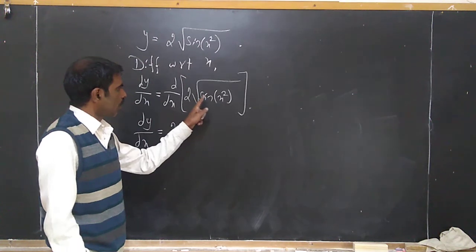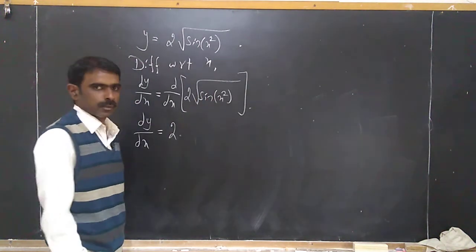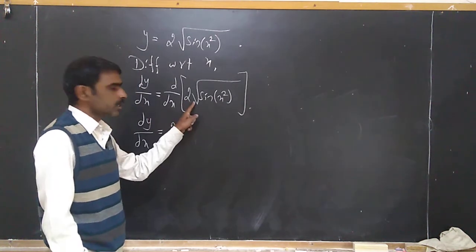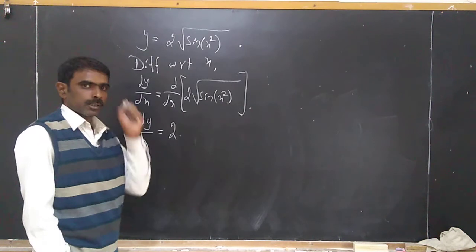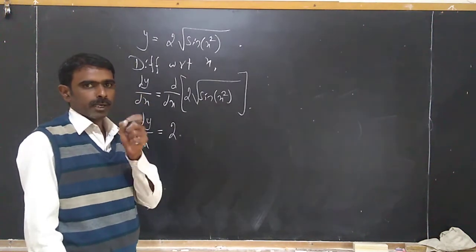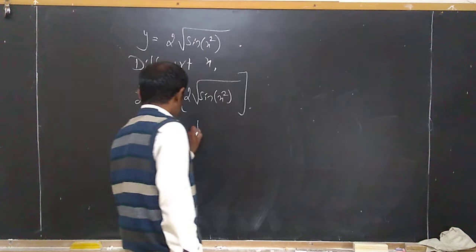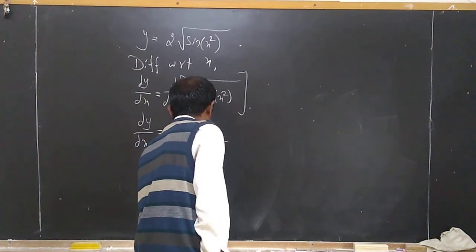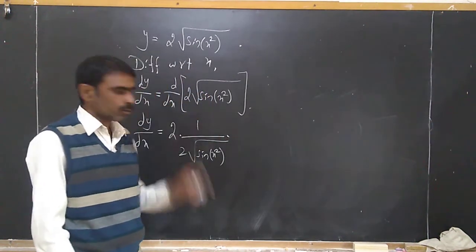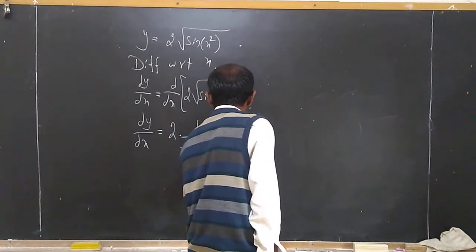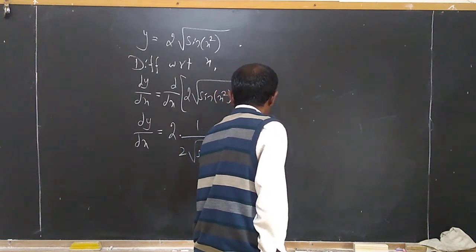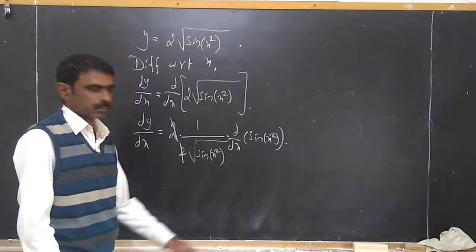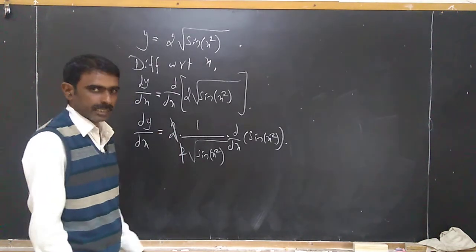Here it is a function of a function of a function. The outermost function here is root x. And you know that the derivative of root x is 1 divided by 2 root x. So it is 1 divided by 2 into root of sine of x square into, according to the chain rule, the derivative of sine of x square. Here 2 and 2 will get cancelled.